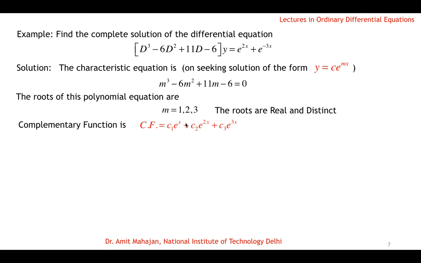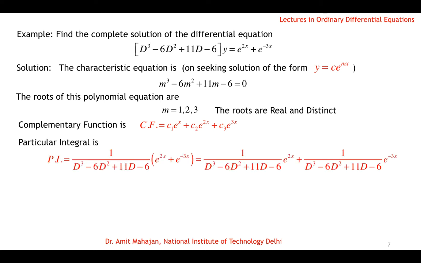Now the particular integral is 1 by the operator on the right hand side. The operator is this d cube minus 6d square plus 11d minus 6. So 1 over this, operated on the right hand side function. So 1 by the operator d cube minus 6d square plus 11d minus 6 operated on the right hand side, which is e power 2x plus e power minus 3x. So 1 by the operator on the first plus 1 by the operator on the second. By linearity, the operator on a sum is the sum of the operator on the functions.